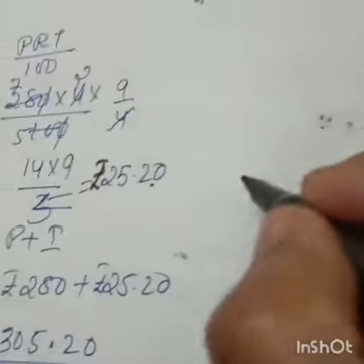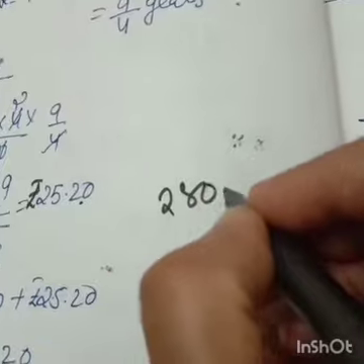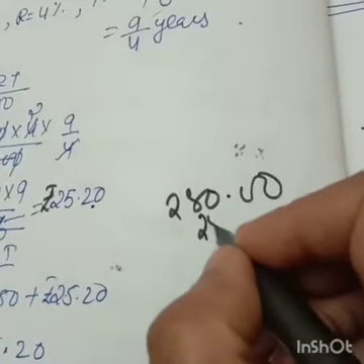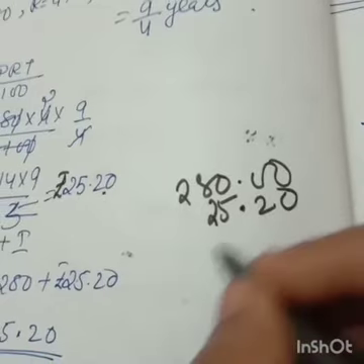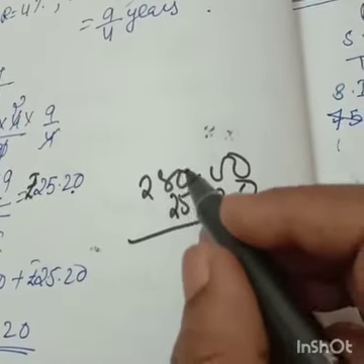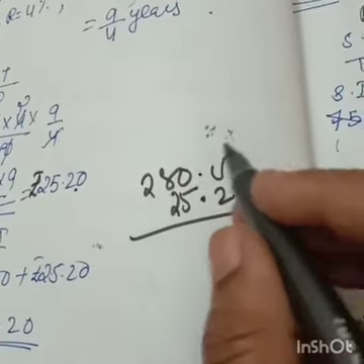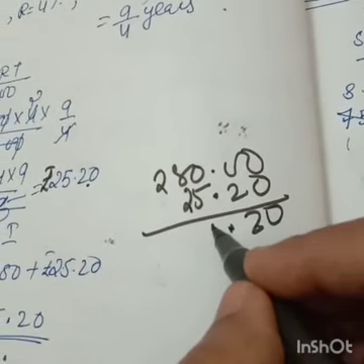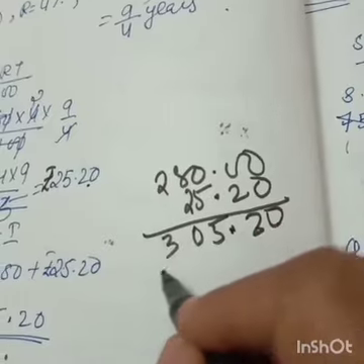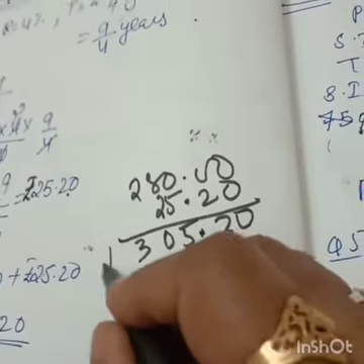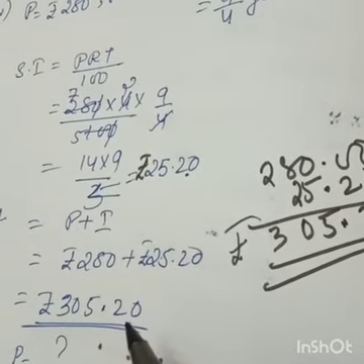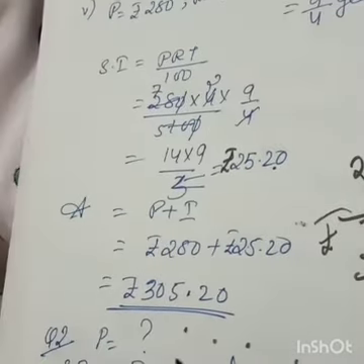Here you see, 280 rupees 00 paise, 25 rupees 20 paise. Rupees before the decimal, paise after the decimal. Okay, then you add it. 305.20. I hope everybody is clear. Next, question number 2.